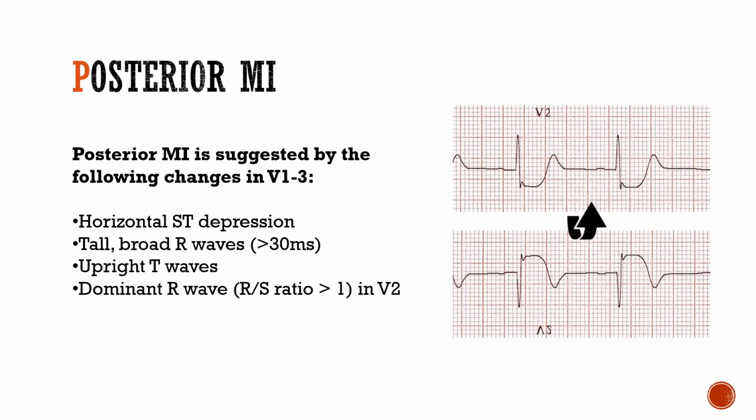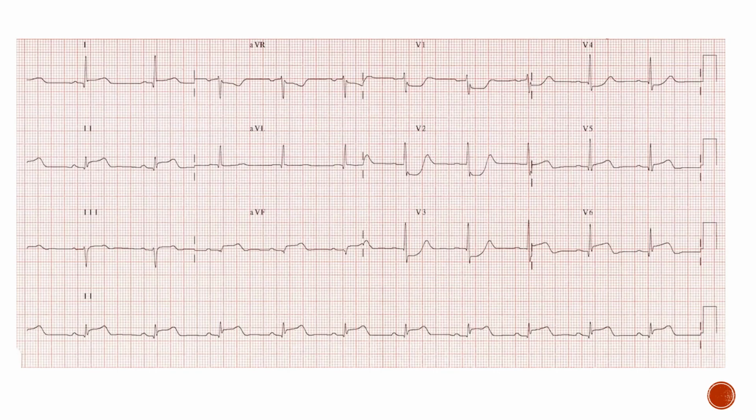Now, the characteristic changes for posterior MI include horizontal ST depression, tall, broad R waves, upright T waves, and a dominant R wave in V2. As you can see here, we see these changes.